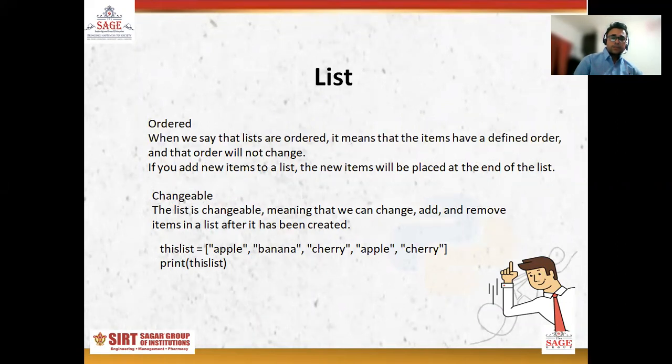Here I will give you an example in the next slide. Changeable: the list is changeable, meaning that we can change, add, and remove items in the list after it has been created. So I have taken an example of that list, taking apple, banana, cherry, apple, cherry. So this will print the list, right?